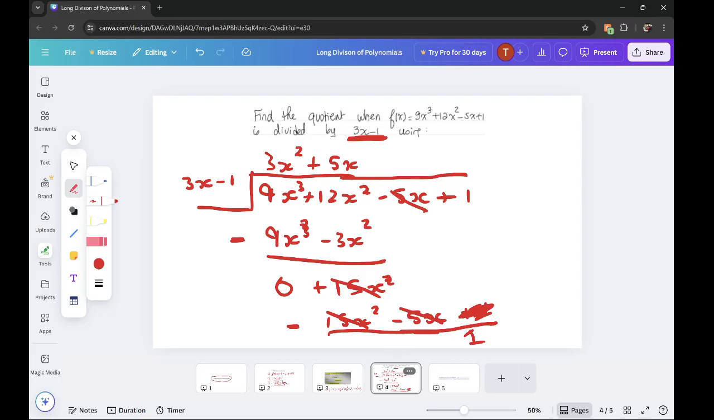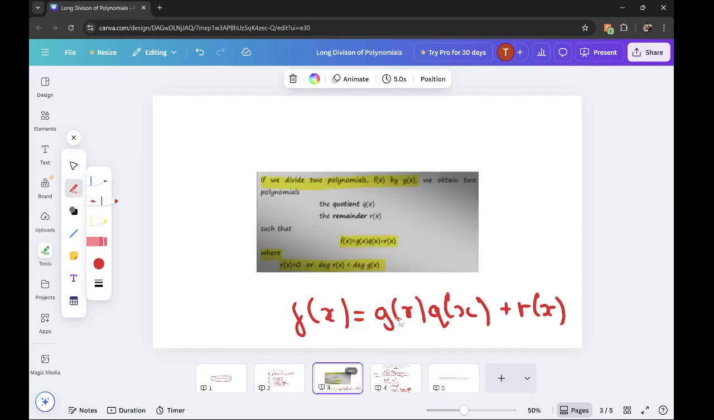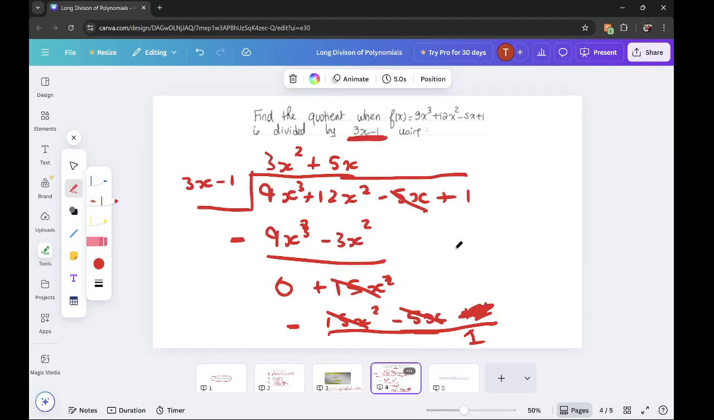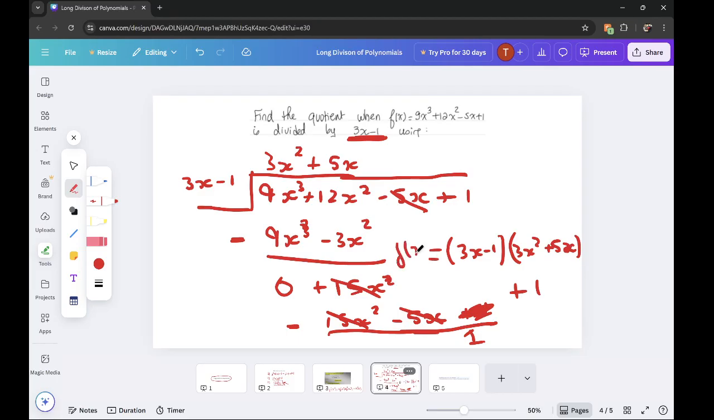So now what you do, you implement our rule that we have over here. g of x times q of x plus r of x should give you f of x. So let's just try that out right now. Our g of x, our original divisor, is 3x minus 1, times our q of x, which is this part over here, 3x squared plus 5x, and then that plus 1 should be equal to f of x. And if you expand that, you should get that.